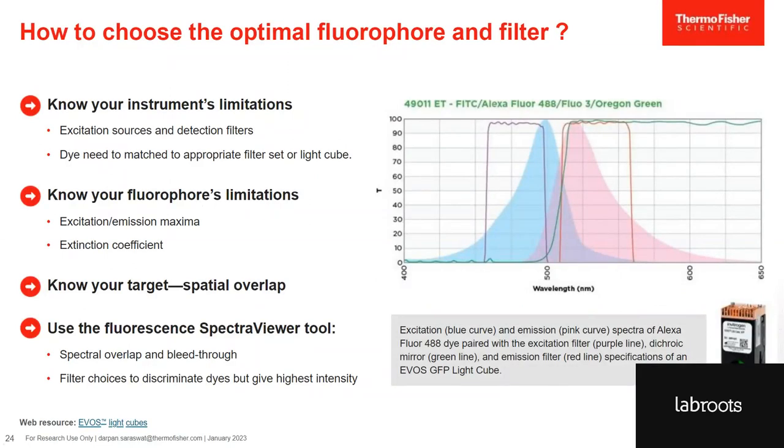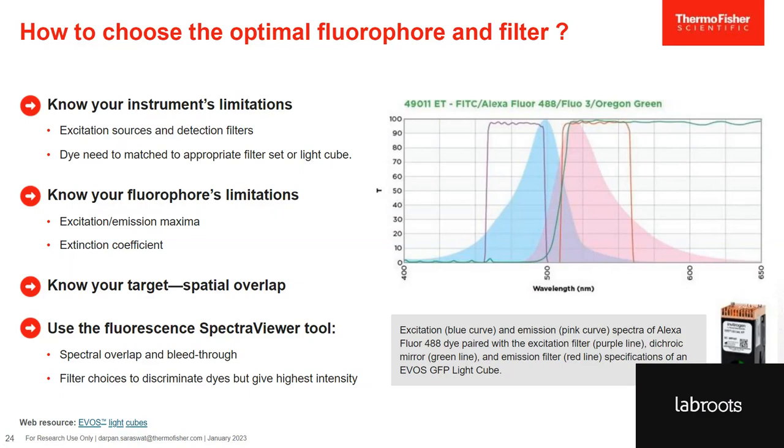How will you decide the optimal fluorophore and filter for your experiment? There are a couple of rules which you have to keep in mind. First, know your instrument limitation. Make sure to know about the excitation source and detection filters. The dye needs to be matched to the appropriate filters or light cube. It could be the best dye, but if it does not match the excitation source and detection filters of your instrument, you can't use that.